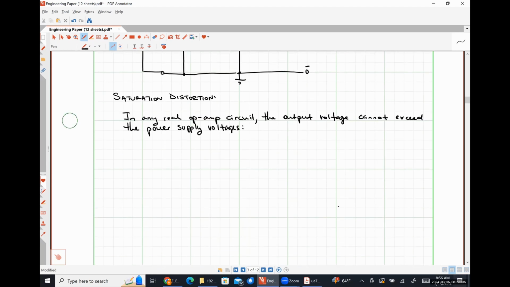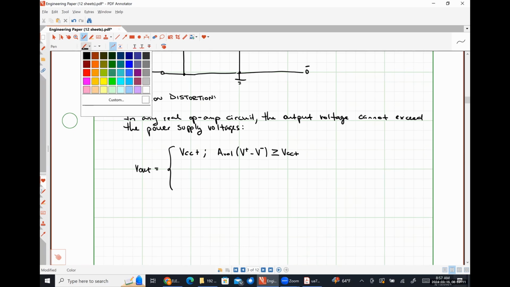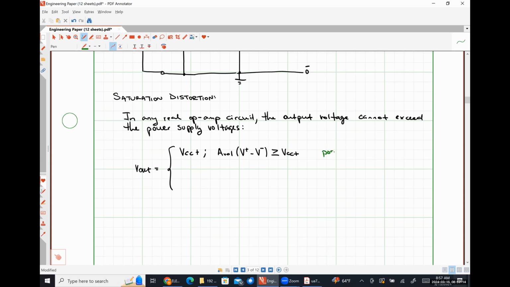The output voltage, V out, will be equal to the positive supply voltage, VCC plus, whenever our open loop voltage gain times our differential voltage, which I'm representing here as V plus minus V minus, is greater than or equal to VCC plus. And we call this positive saturation.